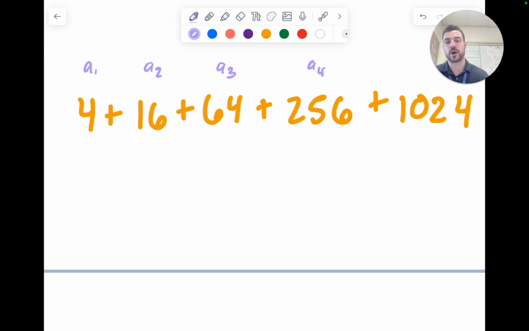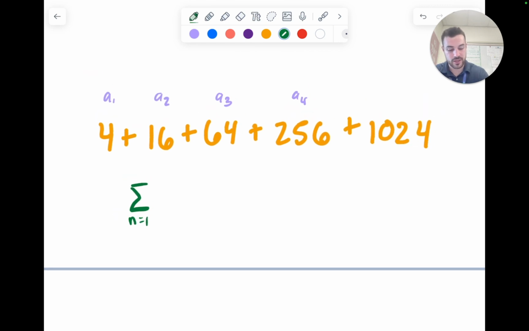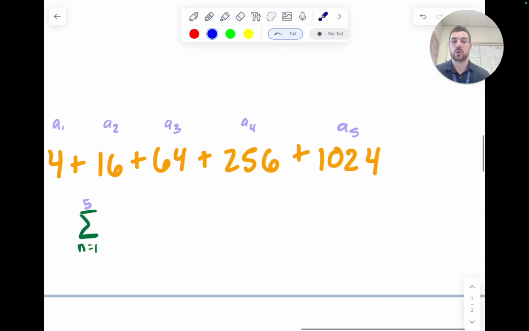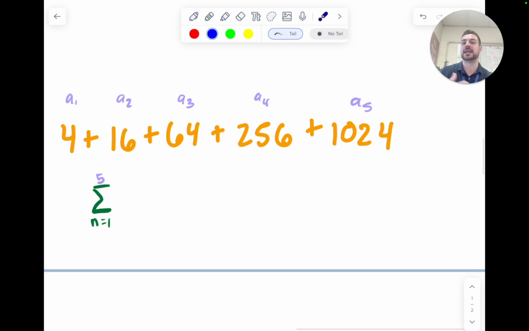Well, I want to write this in summation notation. So I have my Greek letter. We're starting off with the first term. And I actually have, once again, 5 terms here. So I'm going to put a 5 on top. Now, don't let the 5 confuse you. Just because it was 5 over here as well, we could have 6, 7, 8, 9, 10, 11, 12 different terms. It really doesn't matter. It just kind of depends on the sequence or series you are provided with.